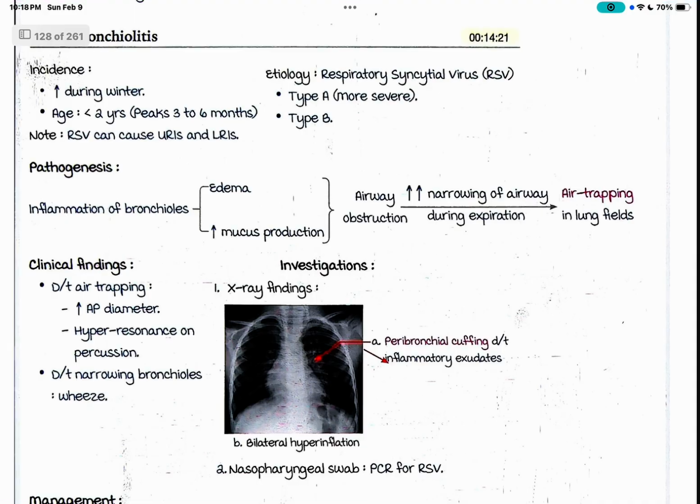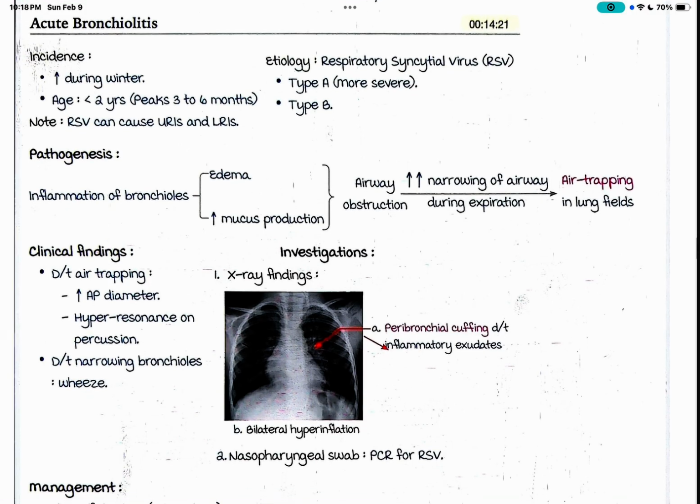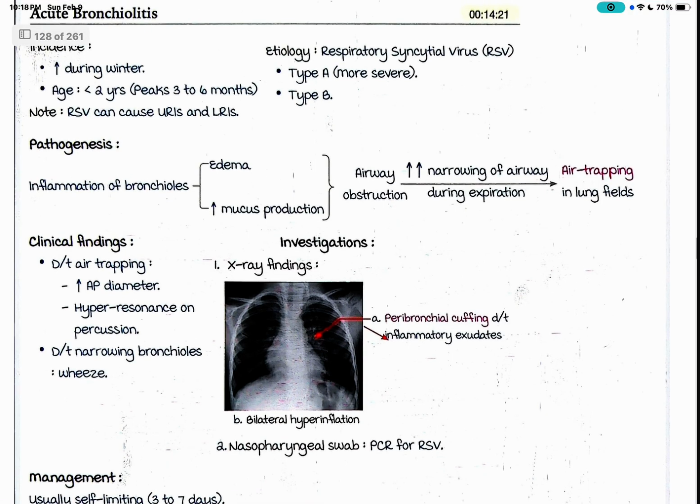Acute bronchiolitis, a lower airway infection. Incidence: it increases during winter, age less than 2 years, and the peak is between 3 to 6 months. Etiology is respiratory syncytial virus. Type A is more severe than type B. RSV can cause upper respiratory infections and lower respiratory infections as well. There is a vaccine or immunoglobulin against RSV which can be given to the children.